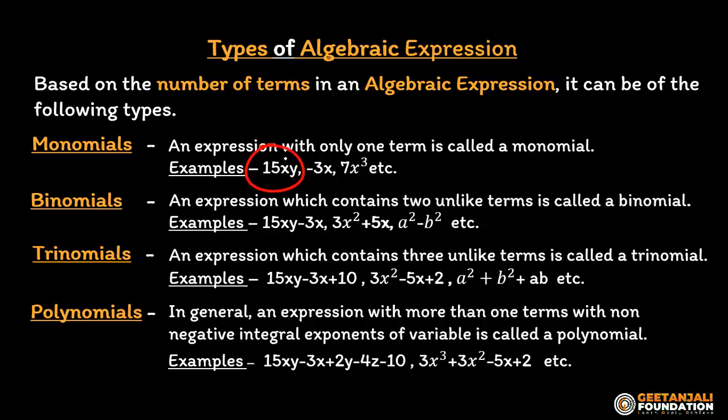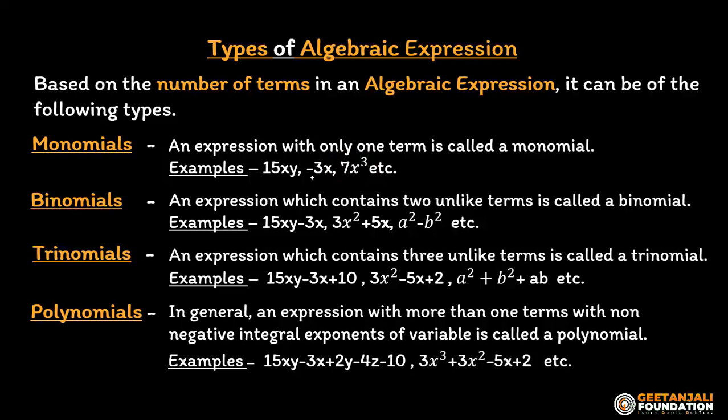So here you can see 15xy. There is no plus or minus sign between 15x and y. All these are multiplied. Minus 3x: this is a negative term and the minus sign is before 3. There is no plus or minus sign between 3 and x. Same with 7x cubed. So this is a monomial.